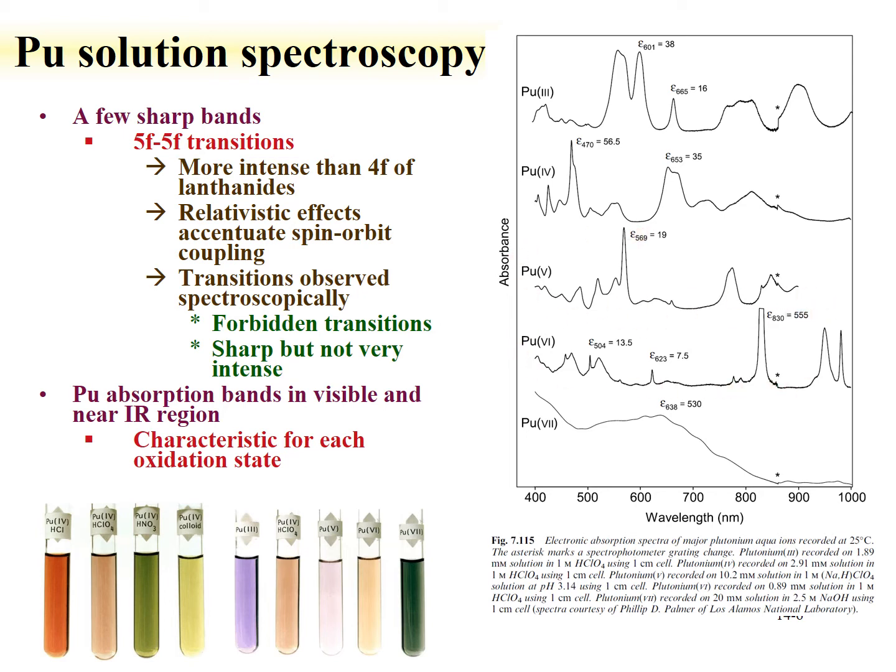What I want to point out for these different oxidation states, there are peaks which are indicative of the oxidation state. For instance, plutonium-6 has this absorbance at 830 nanometers and a molar absorptivity of 555. Plutonium-4 has a peak at around 650, and another peak around 730, and these molar absorptivities are on the order of 35 and 60.